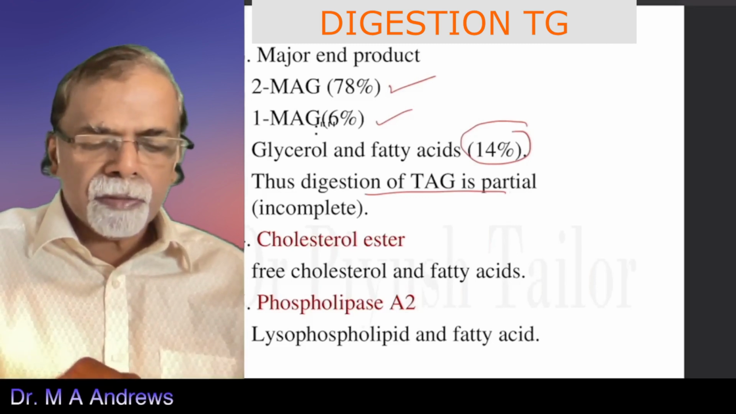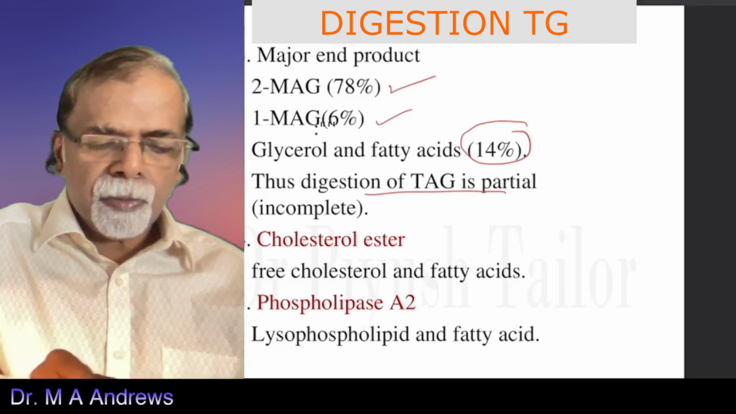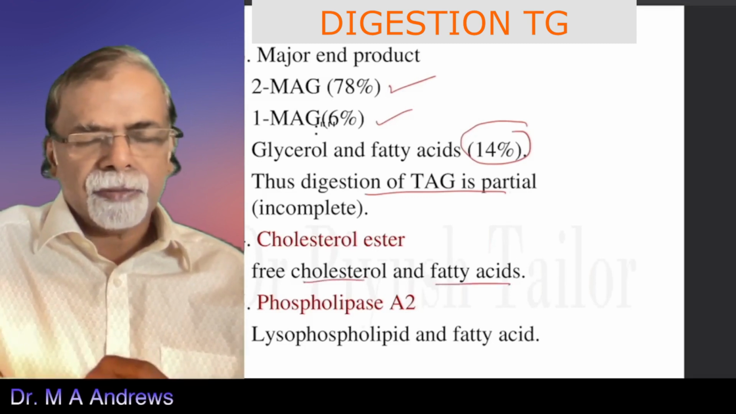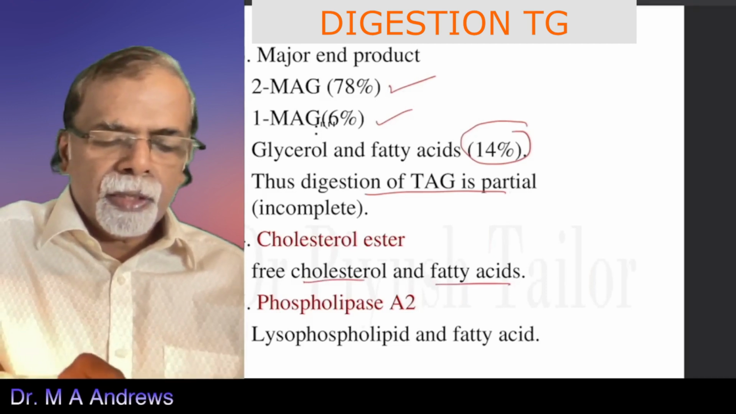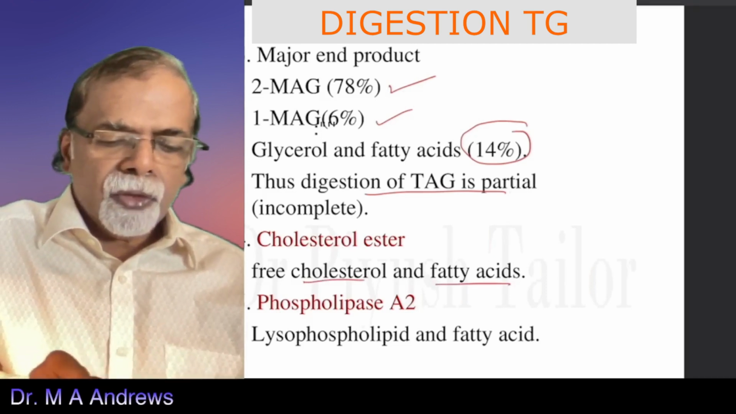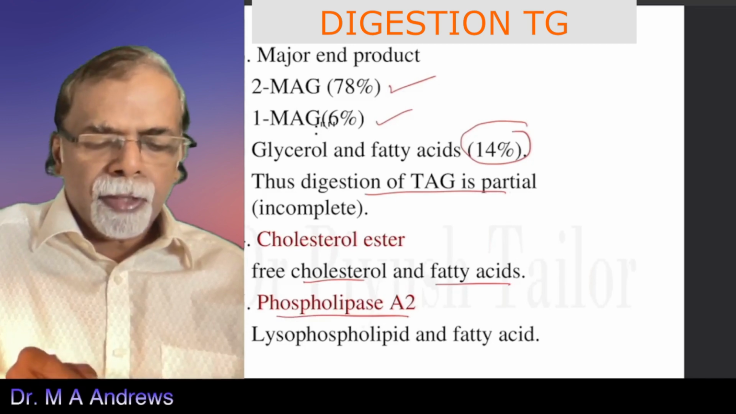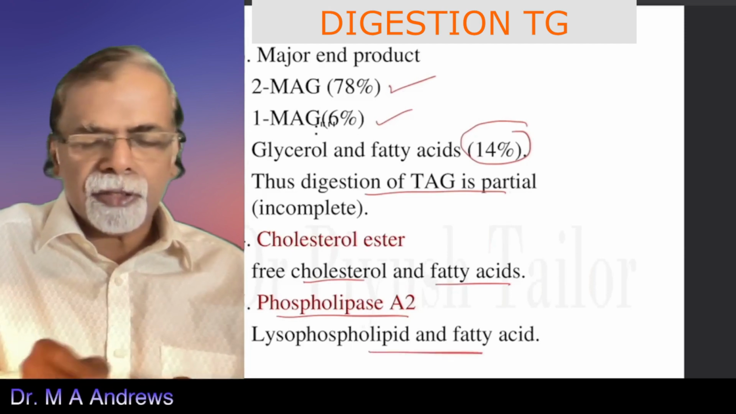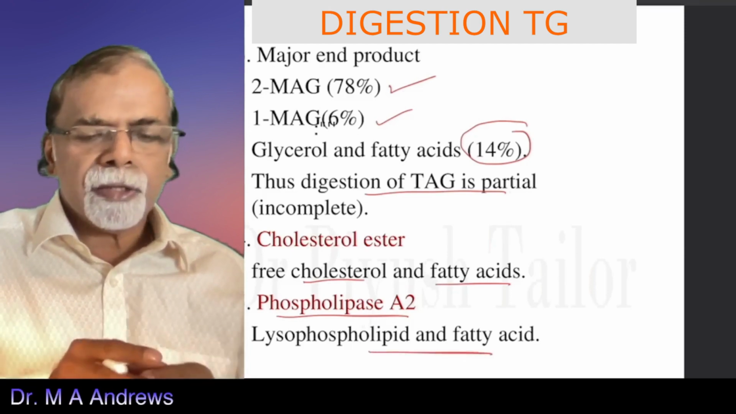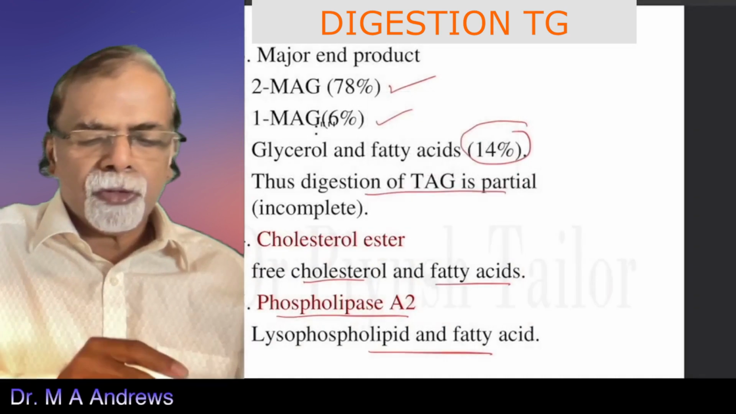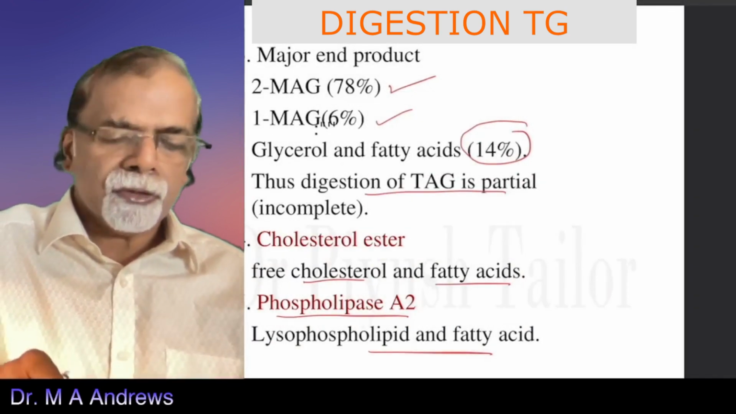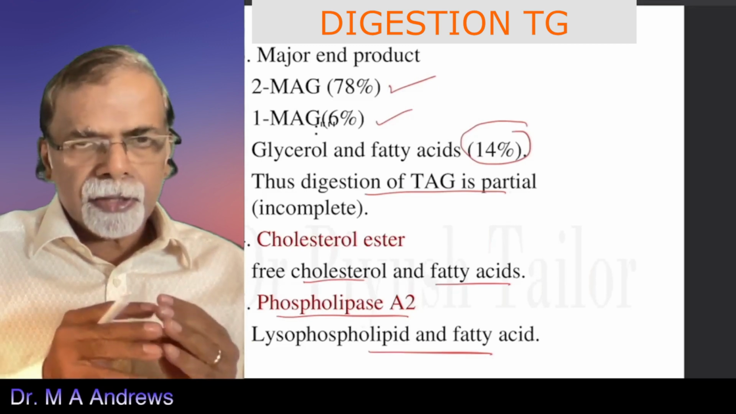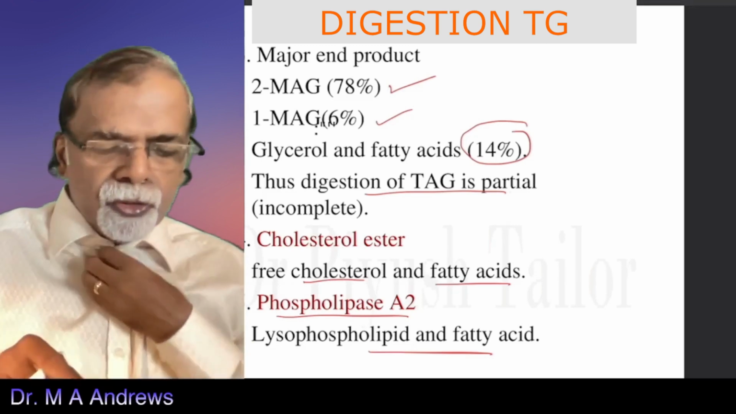What about cholesterol ester? Cholesterol esters are split, hydrolyzed, and produce cholesterol and fatty acids. And another enzyme, the phospholipase A2, will act on the phospholipids, and lysophospholipid and fatty acid is formed. So this completes the digestion of most of the fat that we consume. So we already mentioned that the lipids which we consume are the triglycerides, cholesterol esters, and phospholipids.